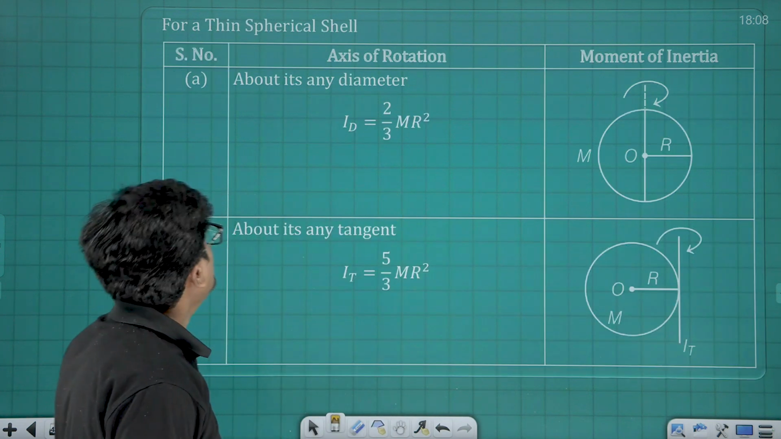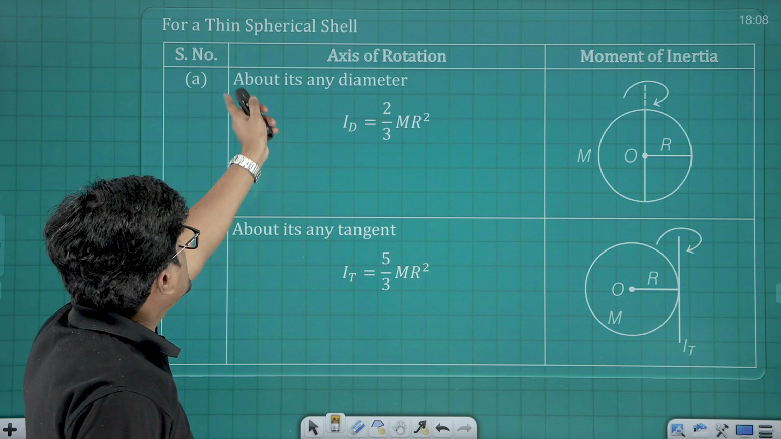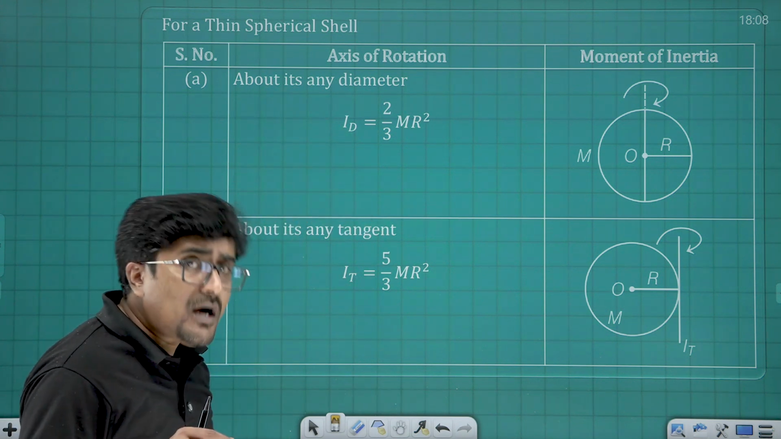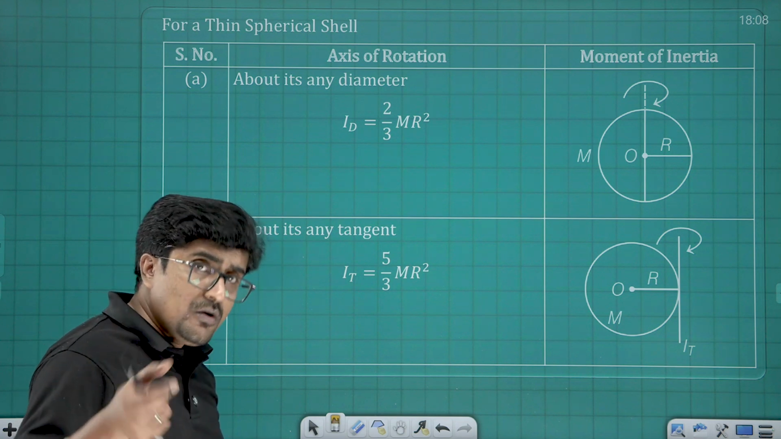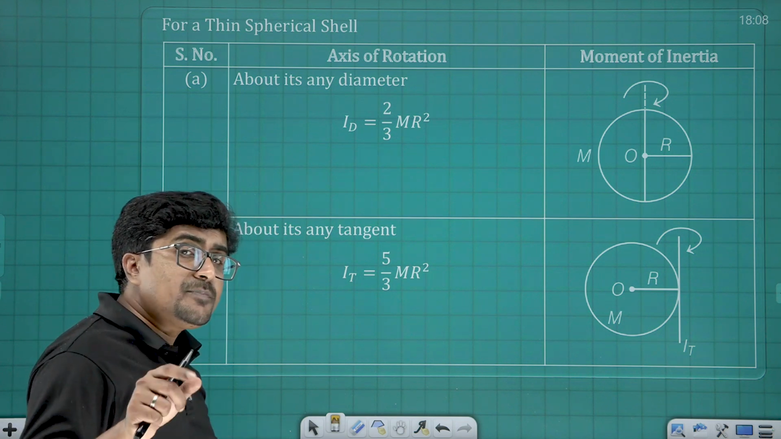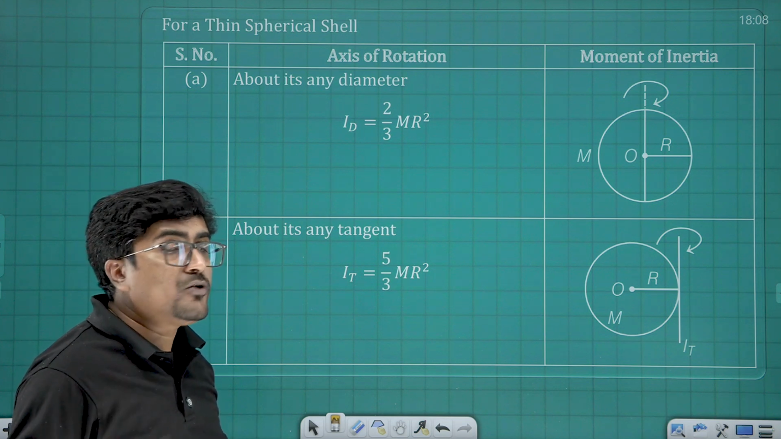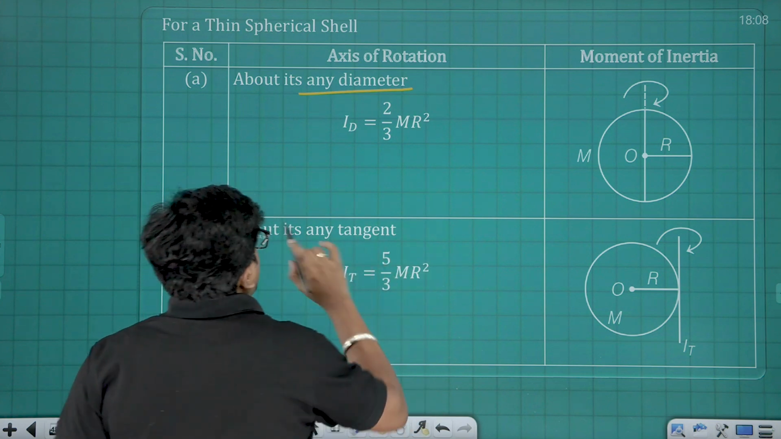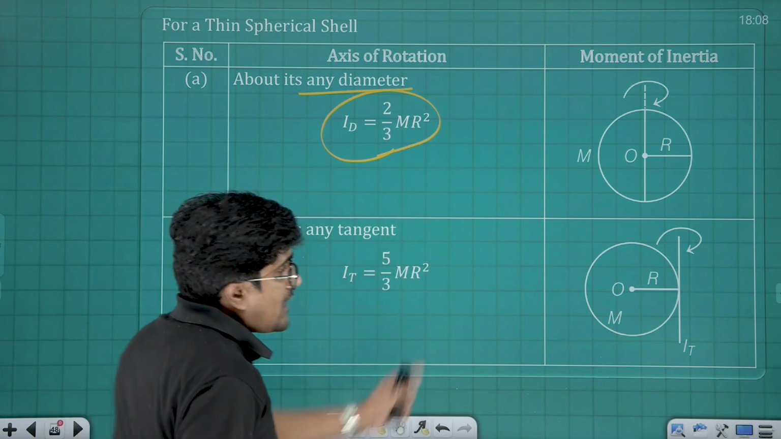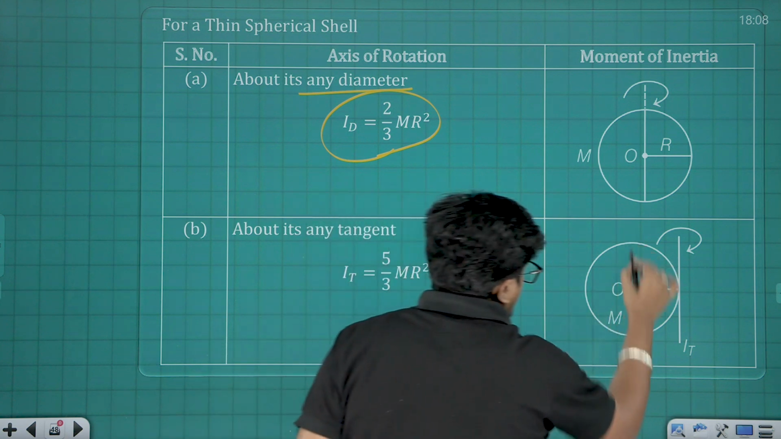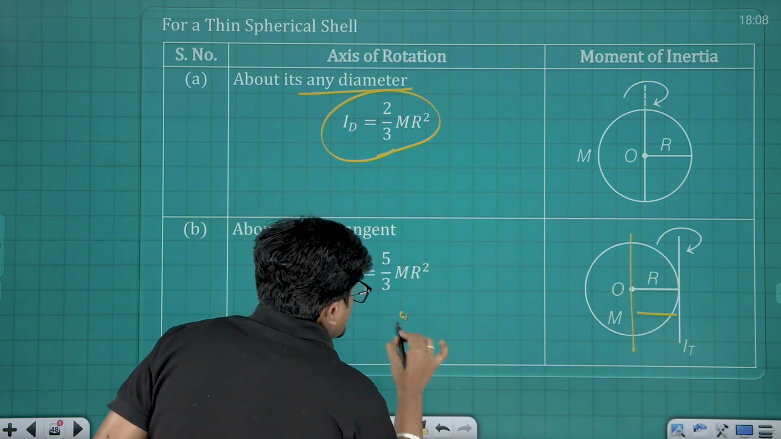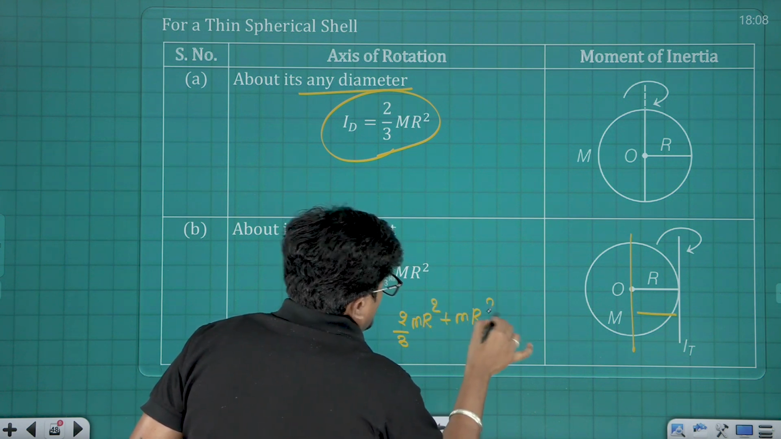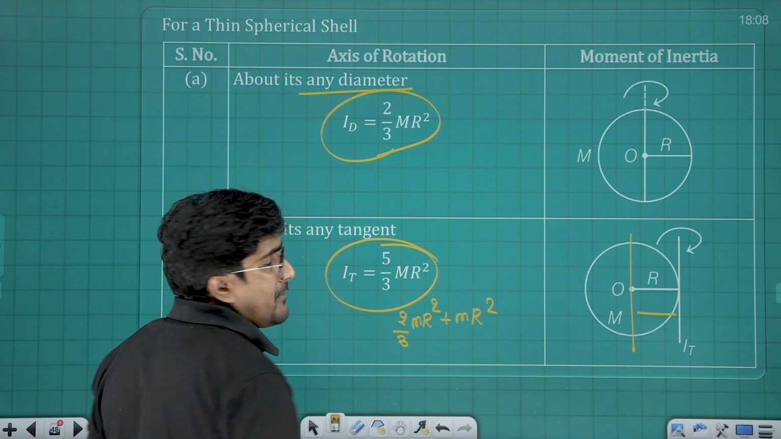All right. Next one is for a thin spherical shell. For a hollow spherical shell, it's going to be 2 by 3 mr square with respect to the center. And for a solid sphere, it's going to be 2 by 5 mr square. It's 2 by 3 and 2 by 5. So first of all, with respect to the center, diametrically it's going to be 2 by 3 mr square, and with respect to the tangent, again by the parallel axis theorem, you can see 2 by 3 m into r square plus m into r square. So this is how 5 by 3 mr square came here.